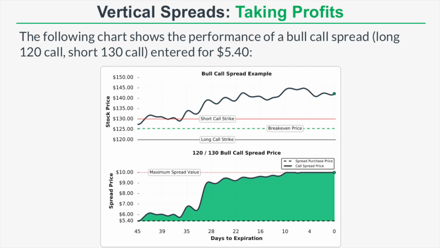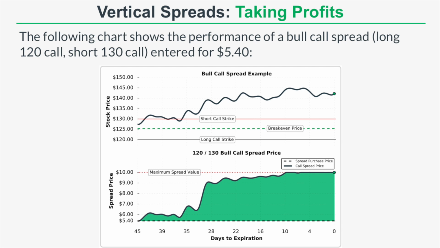In the following chart, we're looking at the performance of a bull call spread, which is constructed by the long 120 call and the short 130 call, and the spread is bought for $5.40. Since this is a $10 wide call spread, the maximum value that the spread can trade for is $10. As we can see in the chart, the stock price is around $127 at the beginning of the period when the call spread has 45 days until expiration. Fortunately for this trade, the stock price increases and heads to around $145 at the highest point.